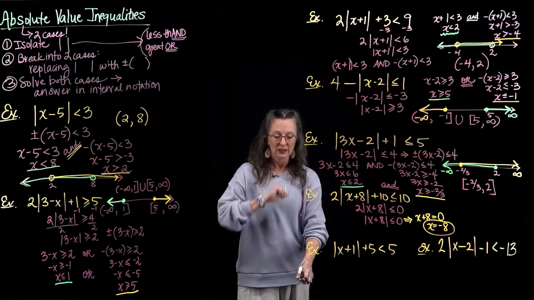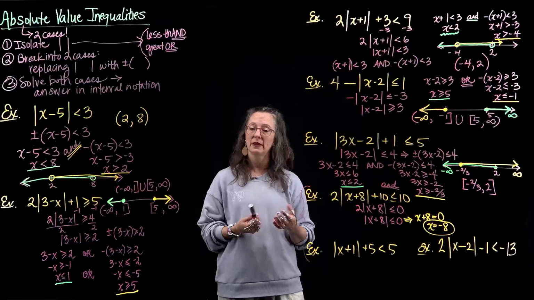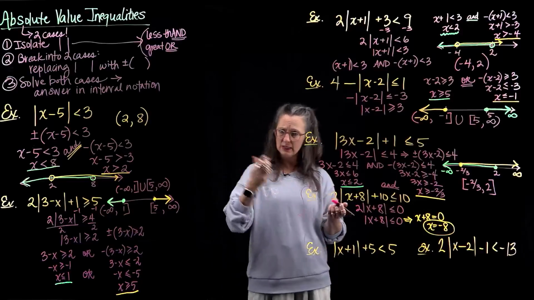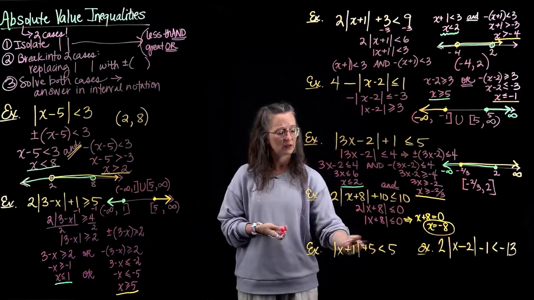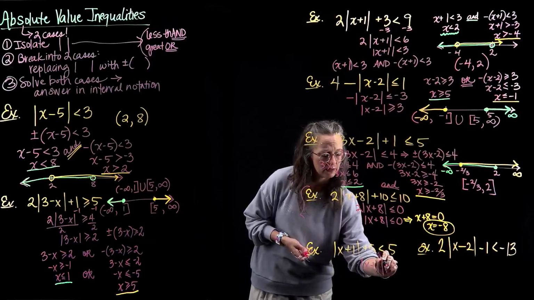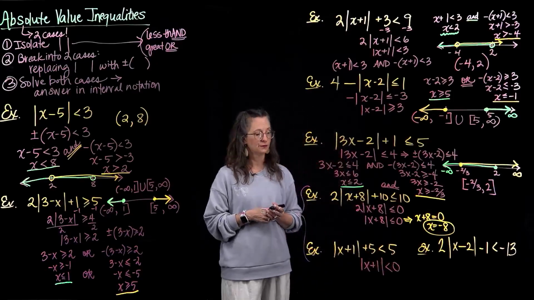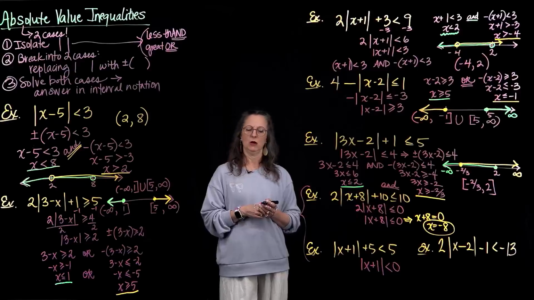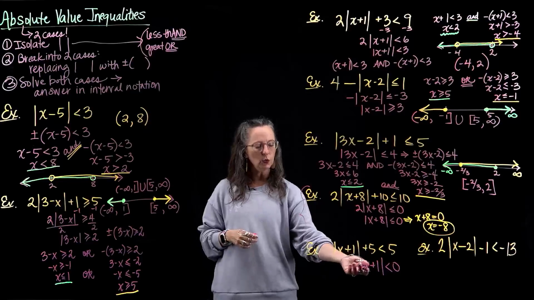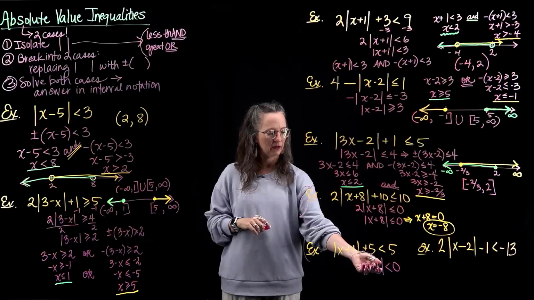All right, let's look at the next one. Absolute value of x plus 1, plus 5 is less than 5. Let's isolate that absolute value. I'll subtract 5 from both sides, and I've got the absolute value of x plus 1 is less than 0. Okay, well that's weird. Absolute value can only be positive or 0. It can never be negative.